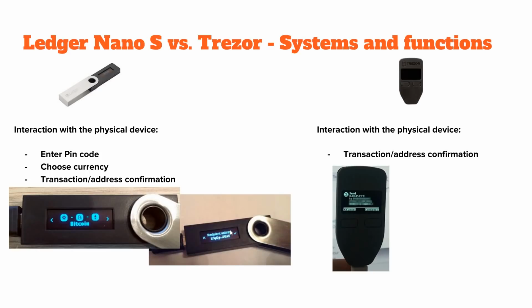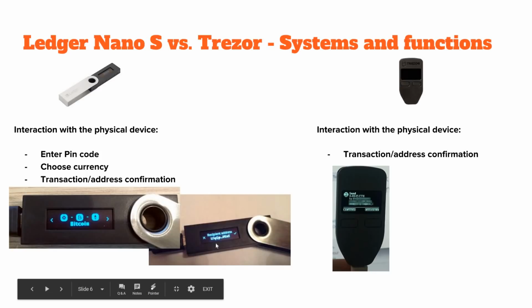For the Trezor, it's a little less interaction with the physical device. Really the big screen here is just so you can see what's going on, and you can choose the PIN directly on your computer based on what you see on the screen. The only thing that you really use the physical screen for is at the beginning when you set up the device, and to confirm the transaction or address. Similar to what you do with a Ledger Nano S, you also confirm the address here.